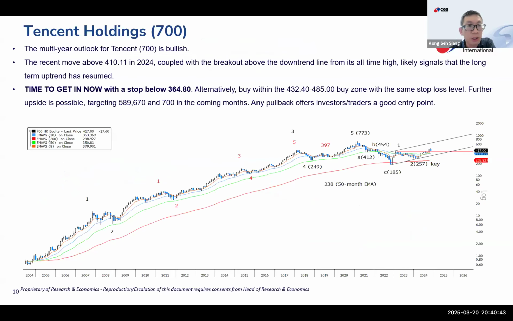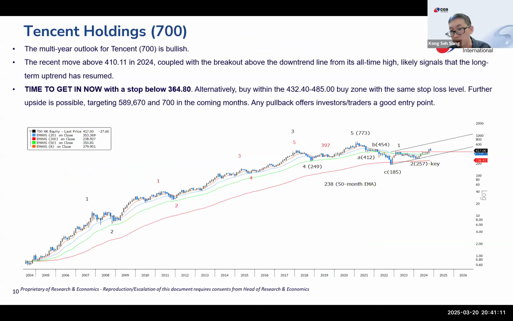So in terms of stocks, just quickly move through. This is a very long-term chart for Tencent. Tencent is still in a major bull run, and I think it's starting its next move higher already. At any juncture, any pullback here remains a buy for Tencent. We're still looking for higher prices.